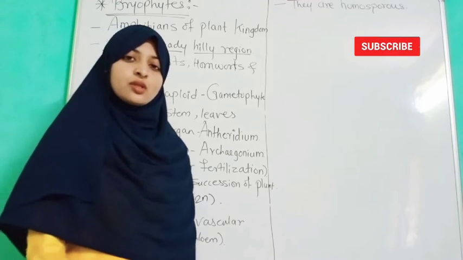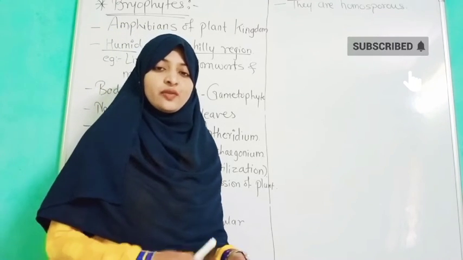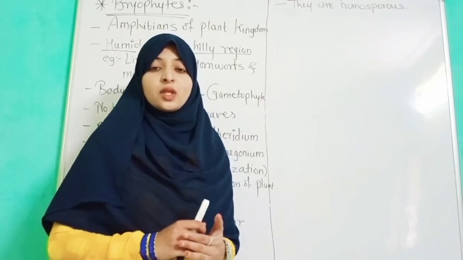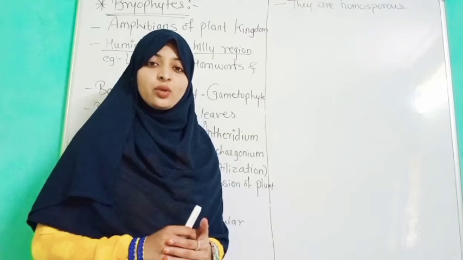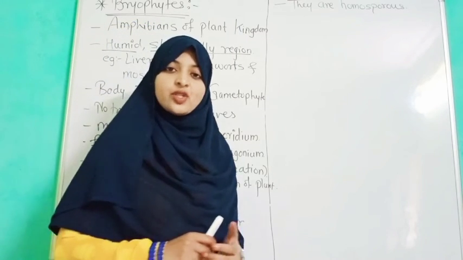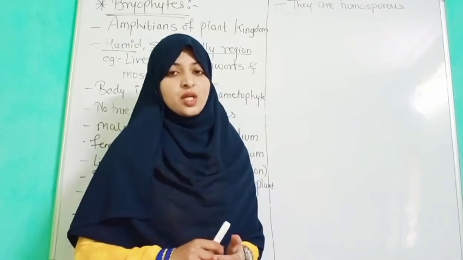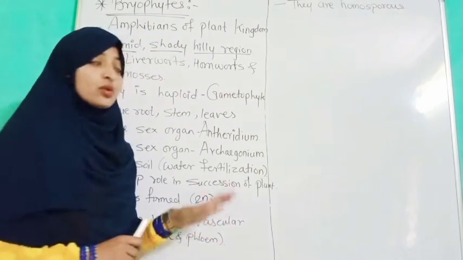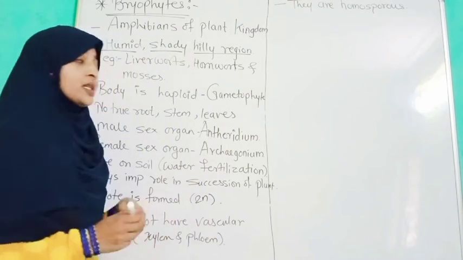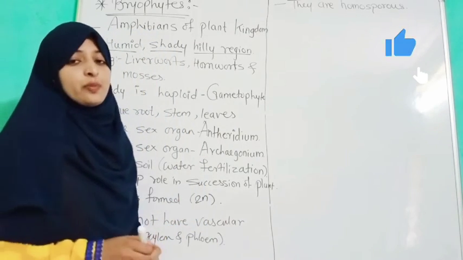Today we are going to discuss bryophytes. In our previous video we discussed that all Kingdom Plantae organisms are grouped under 5 classes, that is thallophyte, algae, bryophyte, pteridophyte, gymnosperms and angiosperms. Now we are going to see in detail about the bryophytes. Bryophytes are known as the amphibians of the plant kingdom.